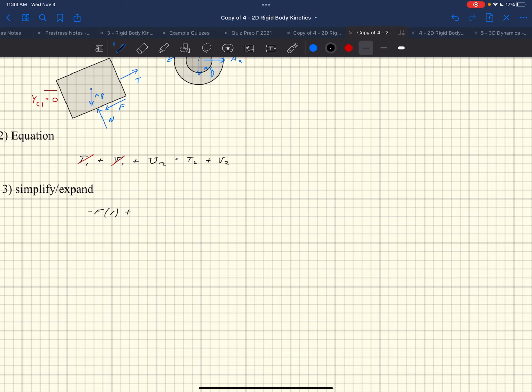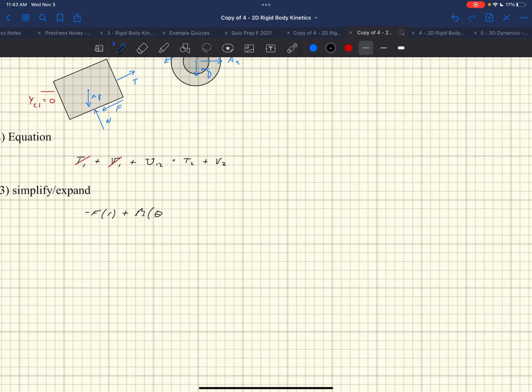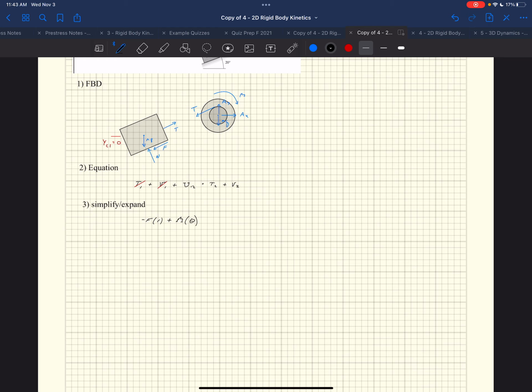Is that positive? Yep, it's positive. I kind of look at it and say, well, is it going in the direction of motion? In this case, it is going in the direction of motion. Technically, that moment is negative, and then it goes around negative thetas, and so it ends up being positive if you really want to stick with it. But in this case, it's going in the direction of motion, so it's going to do positive work, right? So that's just plus M times theta.